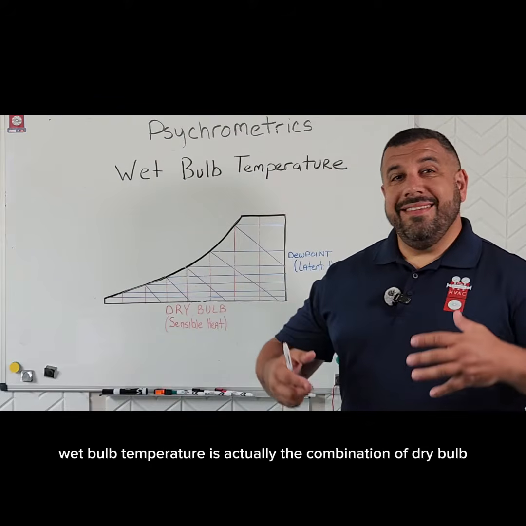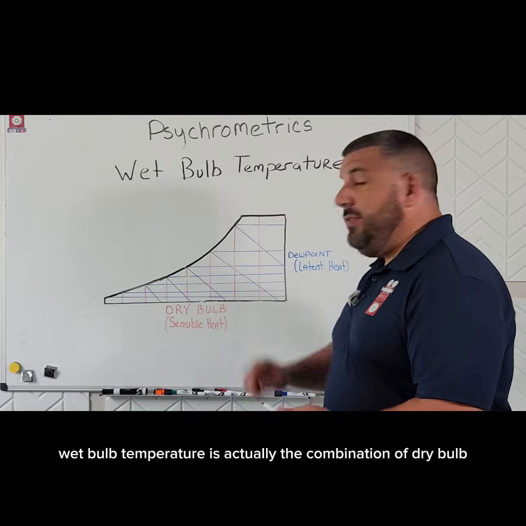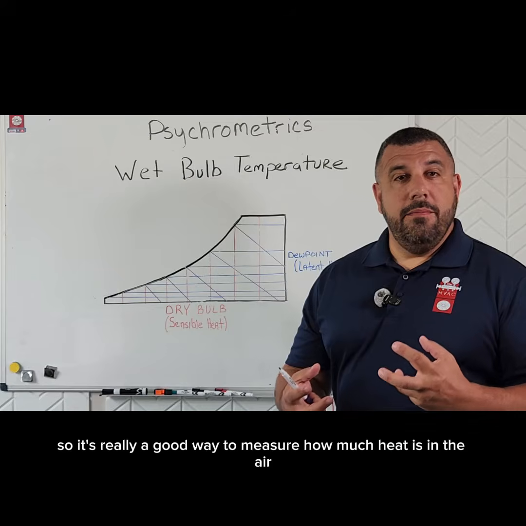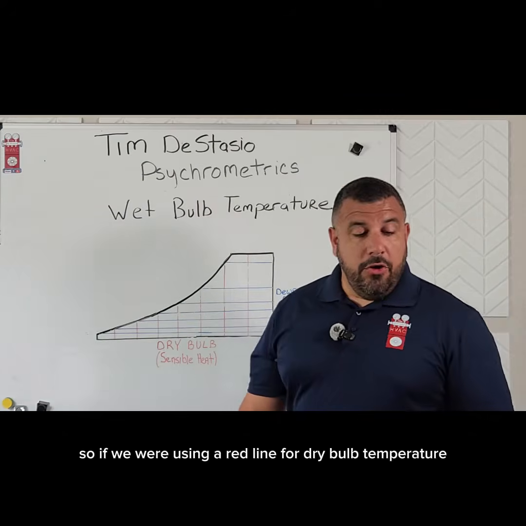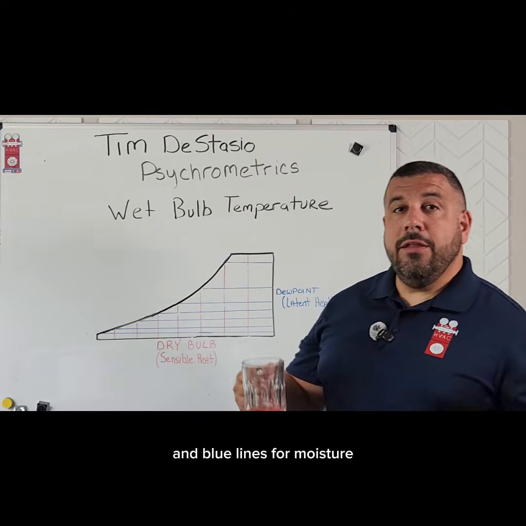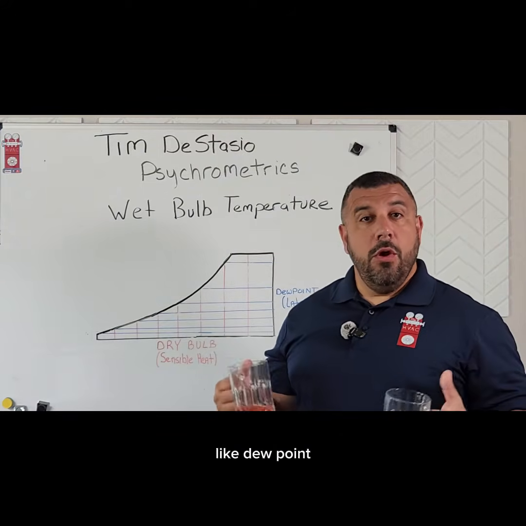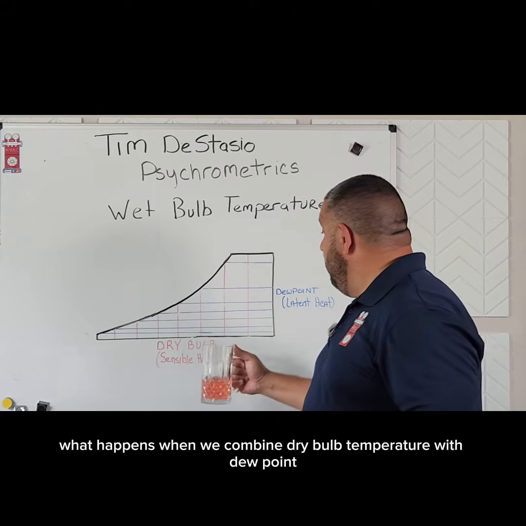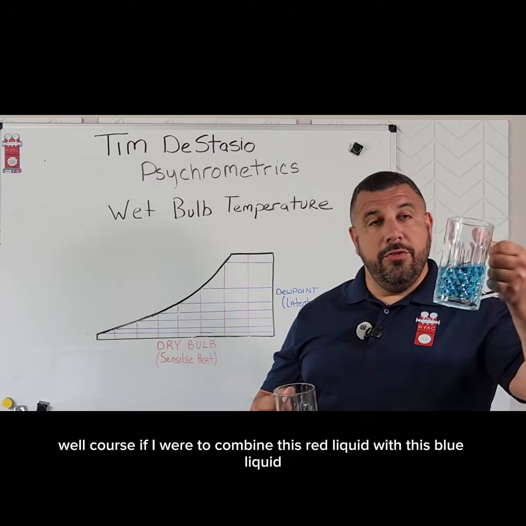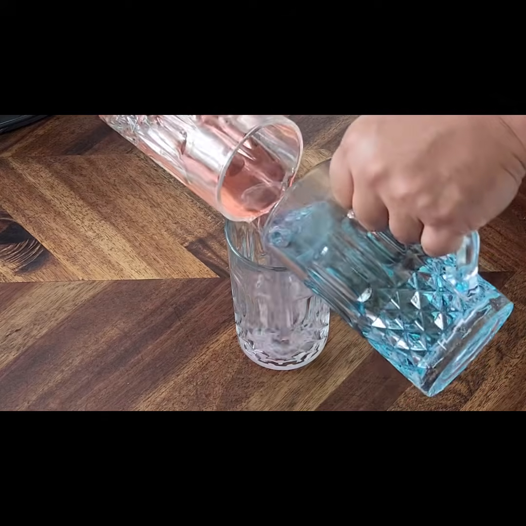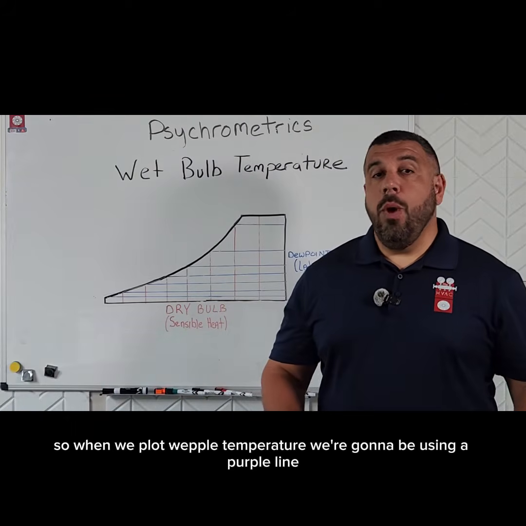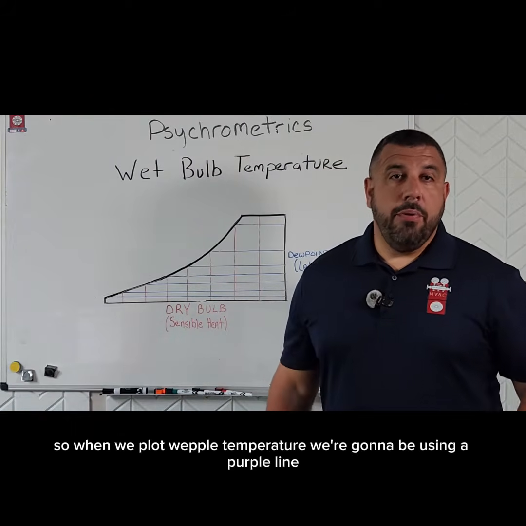Wet bulb temperature is actually the combination of dry bulb sensible heat and dew point latent heat. So it's really a good way to measure how much heat is in the air. So if we were using a red line for dry bulb temperature and blue lines for moisture like dew point, what happens when we combine dry bulb temperature with dew point? Well, of course, if I were to combine this red liquid with this blue liquid, we get purple. So when we plot wet bulb temperature, we're going to be using a purple line.